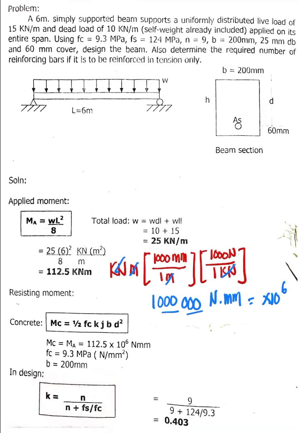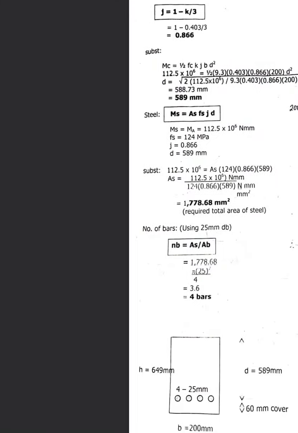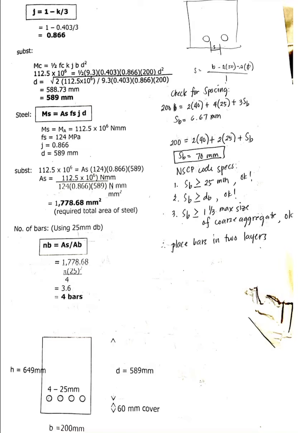So you have the formula for your k. We are given the value for n, that is 9, over 9 plus 124, that is the fs, and the fc is 9.3. So our k is equal to 0.403. And then we will solve for j. The formula is 1 minus k over 3. We already solved our k, that is equal to 0.403. So now we have our j is 0.866.